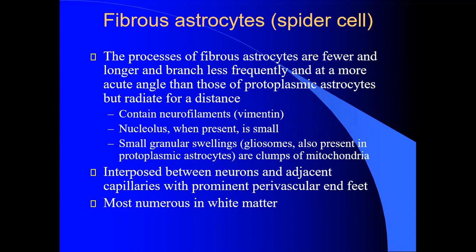What's the difference between a fibrous and a protoplasmic astrocyte? It really has to do with shape, as I say. There are differences. The processes of the fibrous astrocyte are fewer and longer. That's what makes it a fibrous astrocyte. In general, the processes are fewer and longer. They have less branching. Not that they don't have a lot of branching, they do. But compared to the protoplasmic astrocyte, you'll see they have much less branching and therefore longer processes, really, is what they are. And they can radiate for quite a distance.